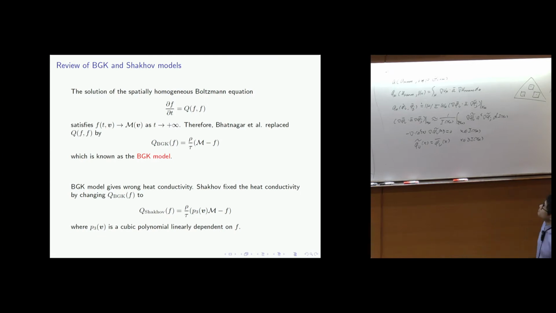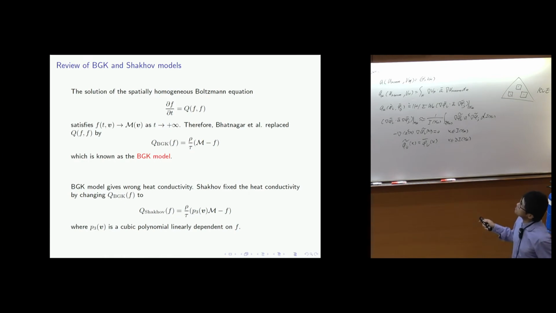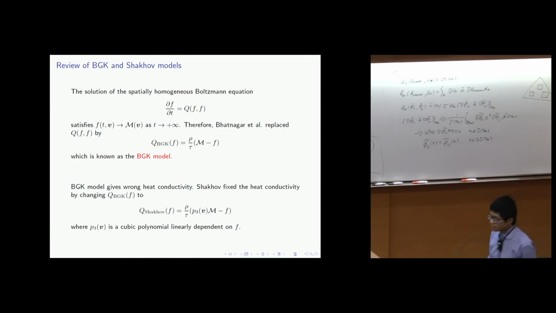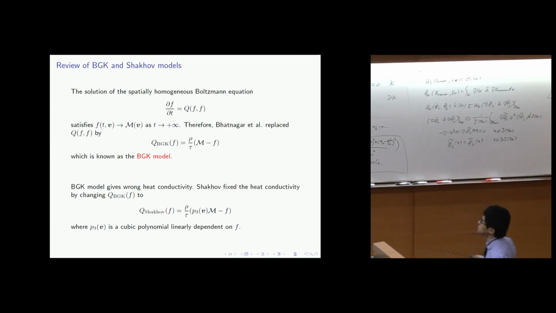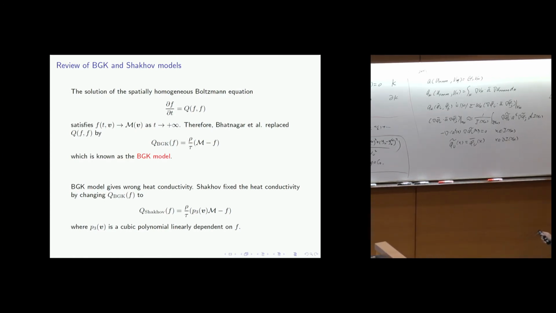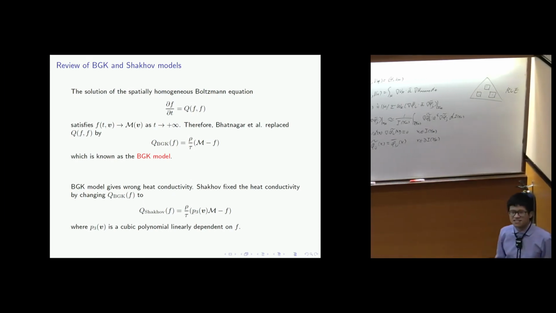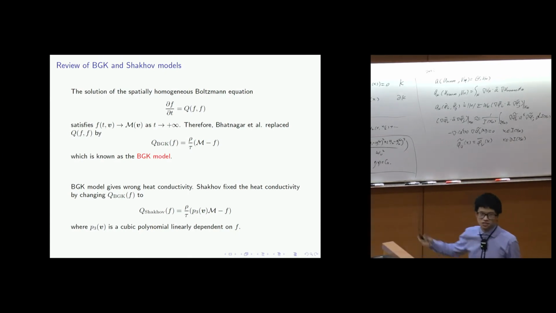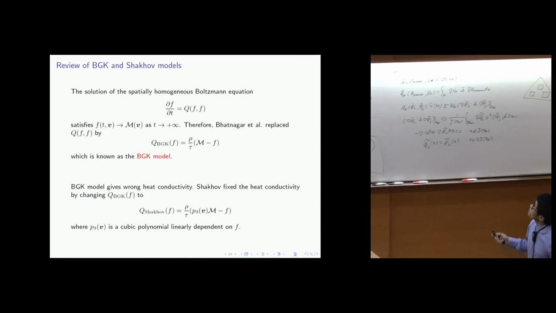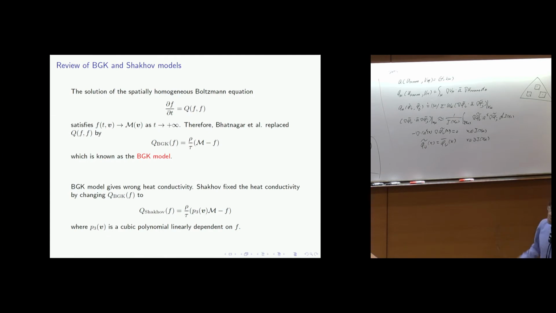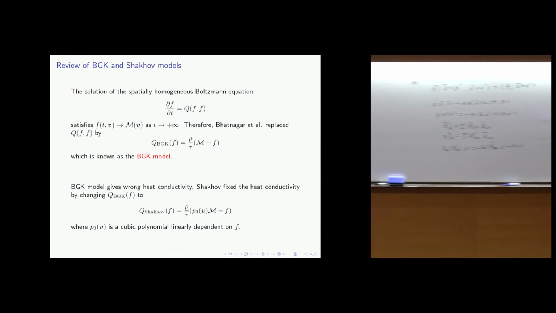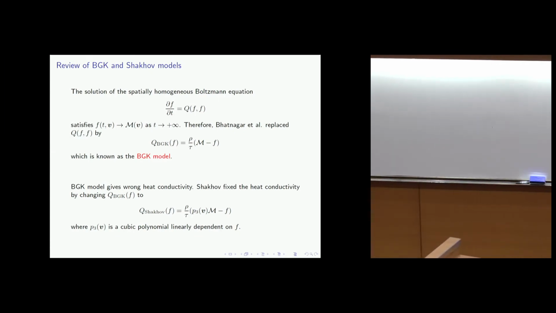It's known as a BGK model, and you just need to choose a coefficient appropriately. You can recover most properties of the fluids. But there's one property which cannot be recovered by this model, which is heat conductivity. This is just like a coefficient in front of a Laplacian in your heat equation. Okay, so we need another model to fix this property, and Shakhov did something like this.